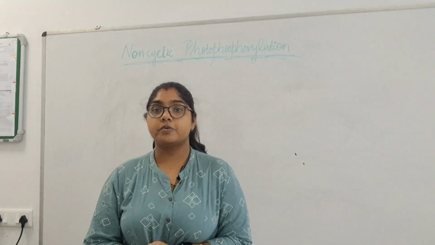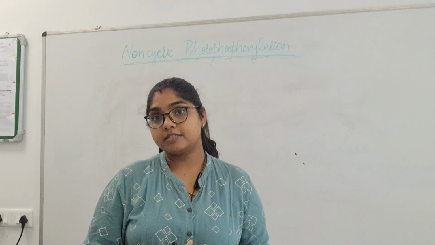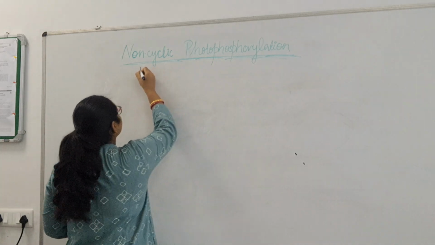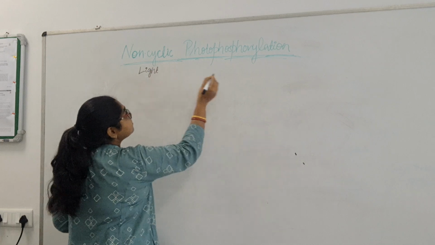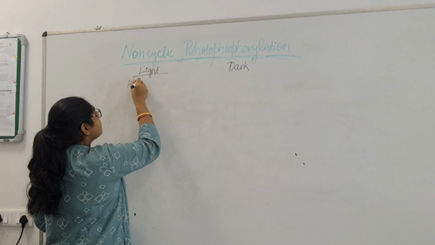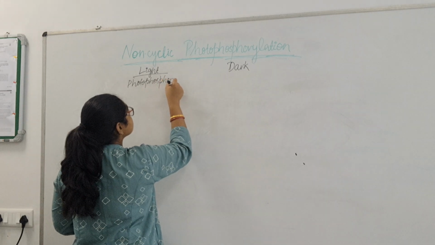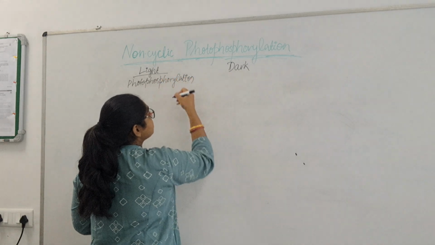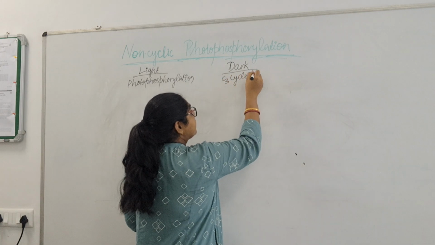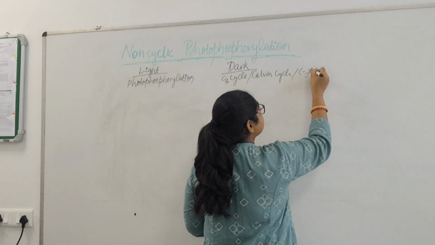Hello everyone. So today we are going to discuss non-cyclic photophosphorylation. In the last sessions we have discussed that photosynthesis consists of two processes. One is light reaction, also known as photophosphorylation, and another one is dark reaction, also known as C3 cycle or Calvin cycle or carbon fixation reaction.